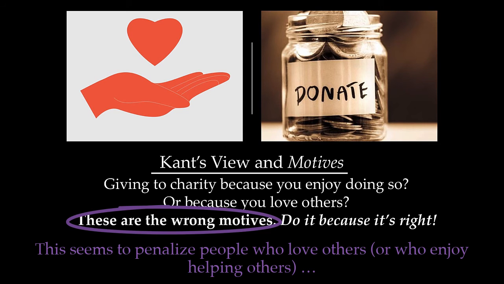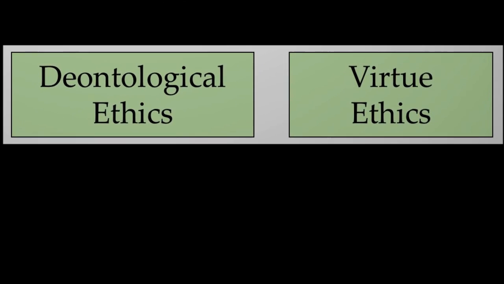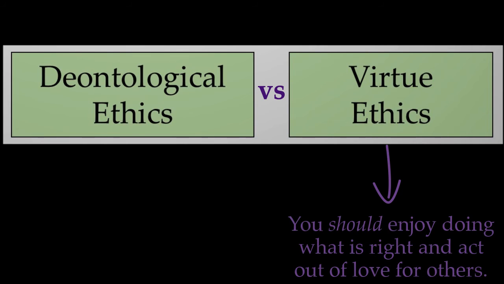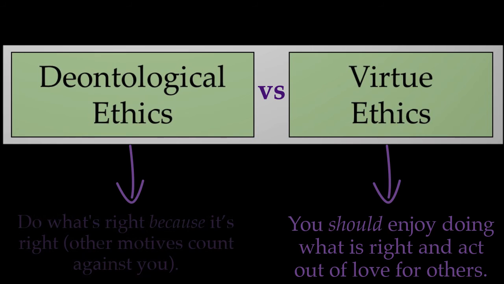And so this is actually a way in which virtue ethics and Kantian ethics are kind of going to come apart, where the virtue ethicist doesn't have a problem with different types of motivation or even feeling good about doing the right thing. The virtue ethicist is fine with that, but Kant says that counts against the moral value of your action. So we'll get to that in the next video.